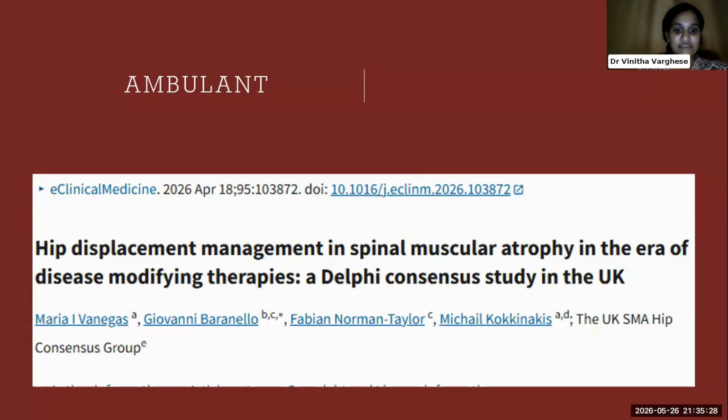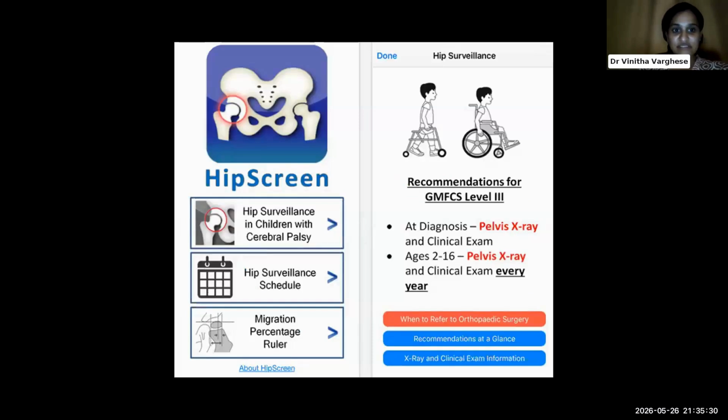But one of the things that I found quite useful is the Hip Screen app, which is already available. They have the migration percentage ruler. Now, what we do know is that if there's more than a 30 percent displacement or subluxation, rather, that is when that hip is at a higher risk for displacement. So those are the hips that you have to be careful of.